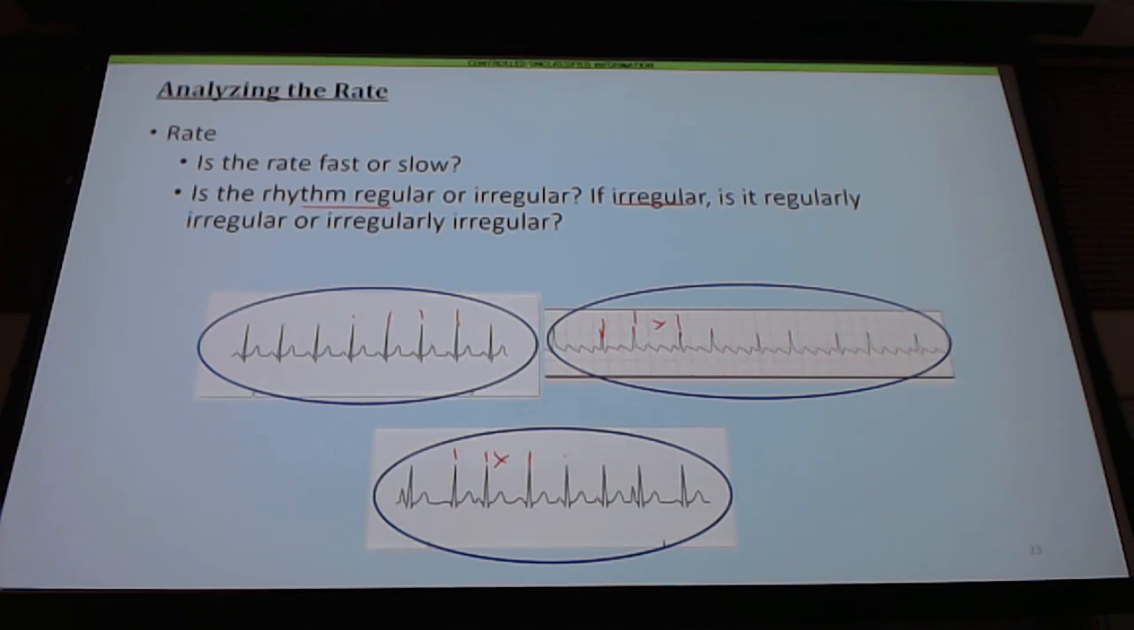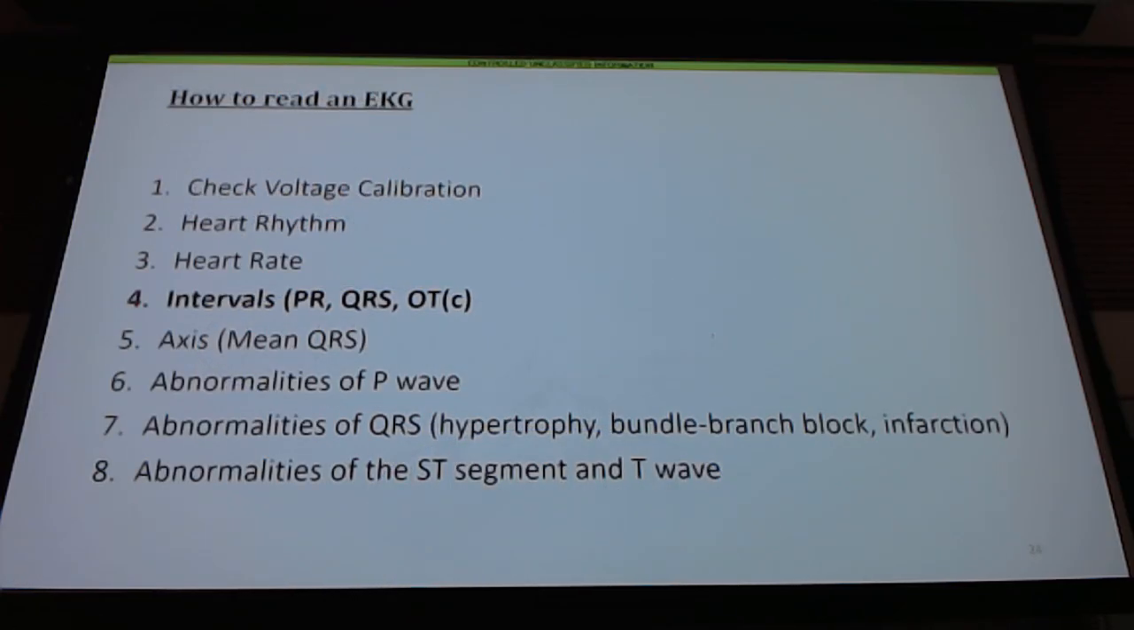So you can see there is a consistency there. It's still irregular because you don't have that consistency from this beat to the next beat. But it's like every odd beat is consistent and every even beat is consistent. So that would give you that regularly irregular rhythm or rate, right? Does that make sense?